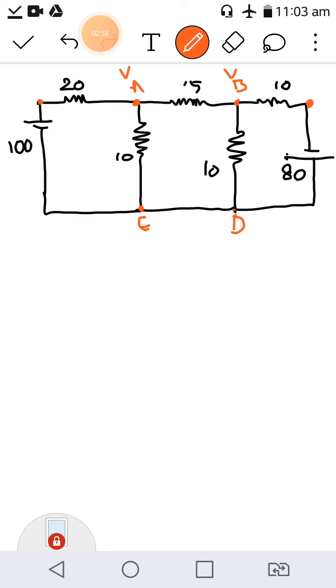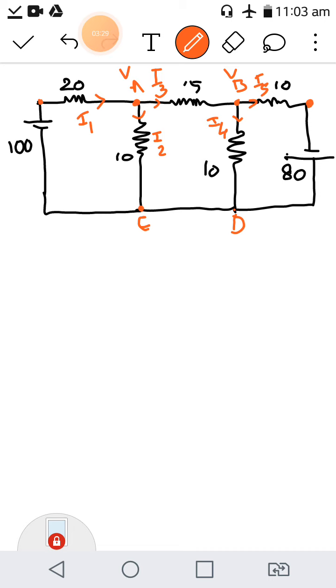You have to mark all the currents. From this 100 volt battery, let I1 be the current flowing in this way, and I assume that I1 divides into two. One flows through the 10 ohm, that is I2, and one flows through the 15 ohm, let it be I3, and I3 comes to the junction VB. Again there are two paths for the current, let this be I4 and let this be I5.